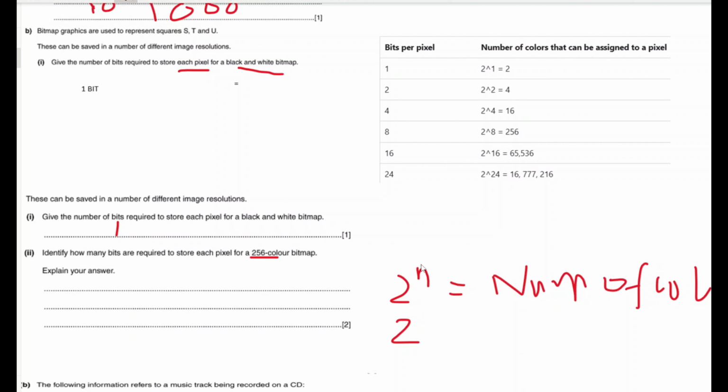So if I start from 1, 2 raised to power 1 is 2, 2 raised to power 2 is 4, 2 raised to power 3 is 8. Okay, so keep on going, and if I write here 2 raised to power 8, the answer I will get is 2 raised to power 8 is 256. Okay, so how many bits are required? 8 bits. How many bits? 8 bits.